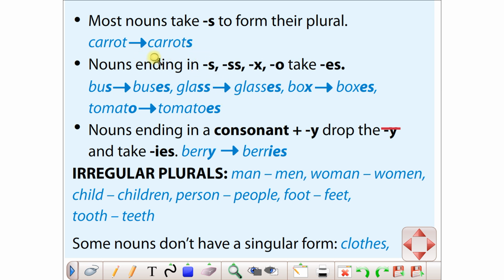Normally we add the letter S at the end of the word, but we have also another spelling rule. If the word ends with any of these letters, we should add ES at the end. Later, we will find out also the regular and irregular plurals, as you can see. Man, men, woman, women, child, children, person, people, foot, feet, tooth, teeth.